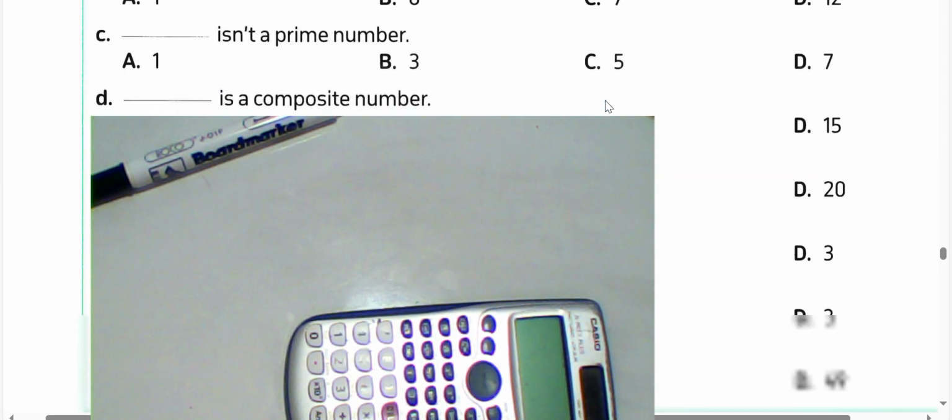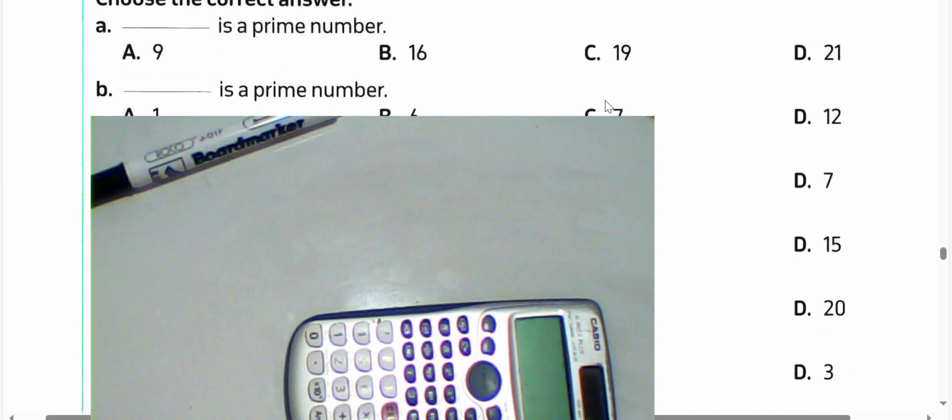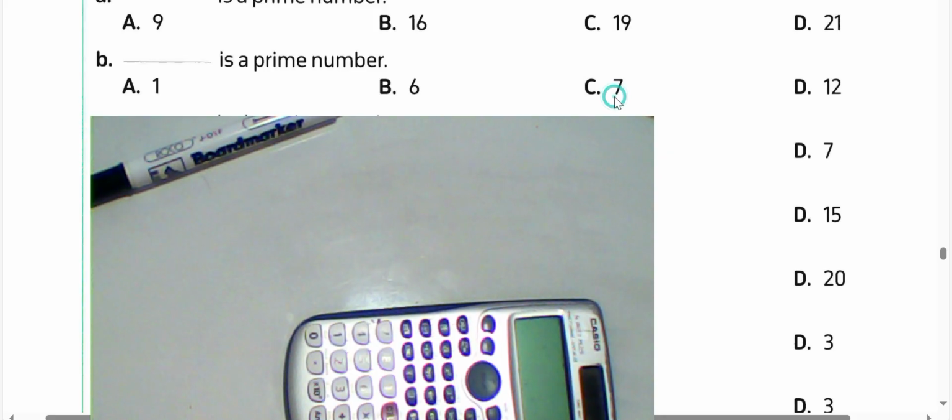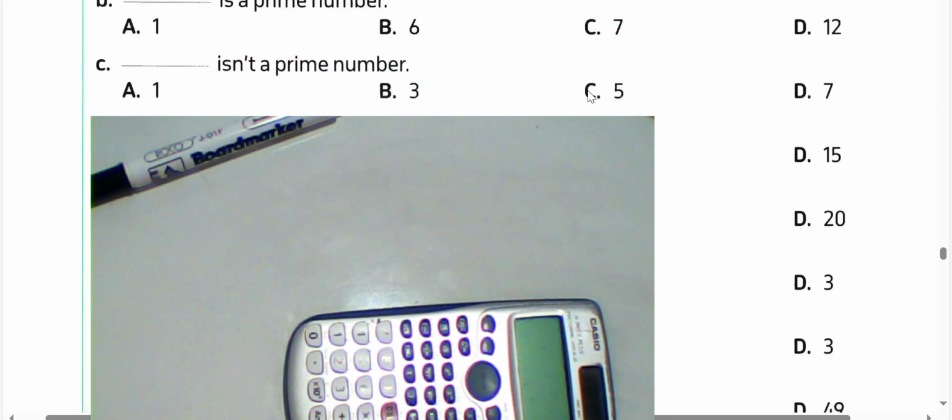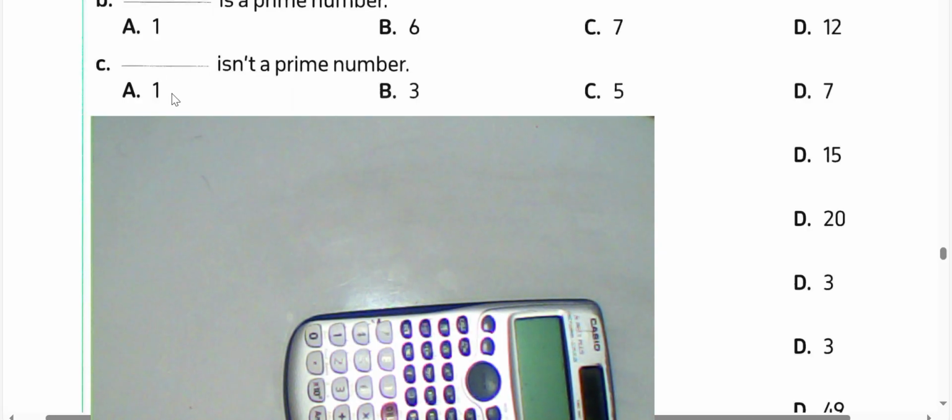Next question. Which is a prime number? Where is the prime number here? 7. 7 is a prime number because 7 can be divided by itself and 1 only, so it has 2 factors. Which here isn't a prime number? Who can tell me? 1, because 1 divided by itself has only 1 factor. But the numbers 3, 5, 7 each has 2 factors. They can be divided by itself and 1. Like 3 can be divided by itself and 1. 5 is a prime number. And 7 we call a prime number.